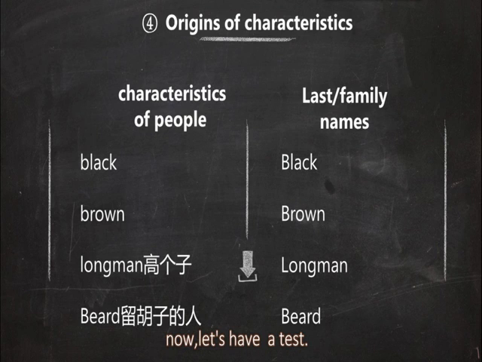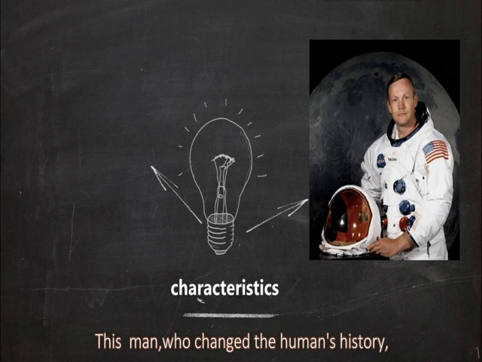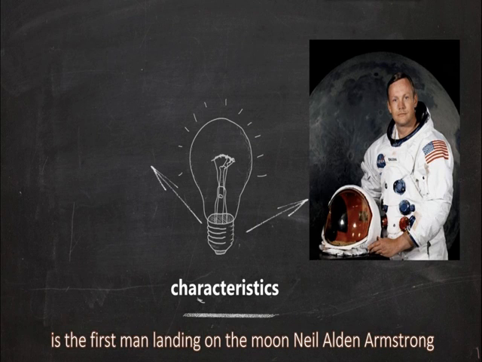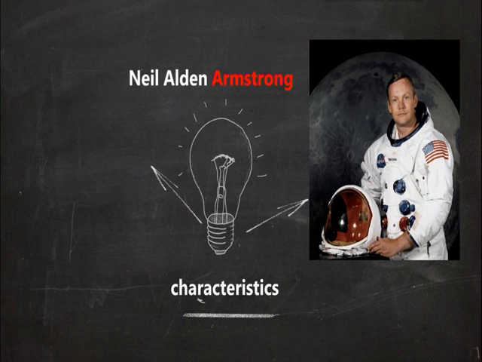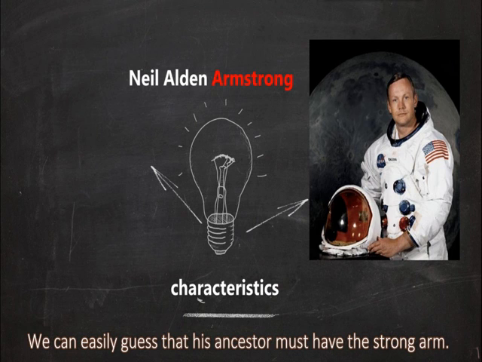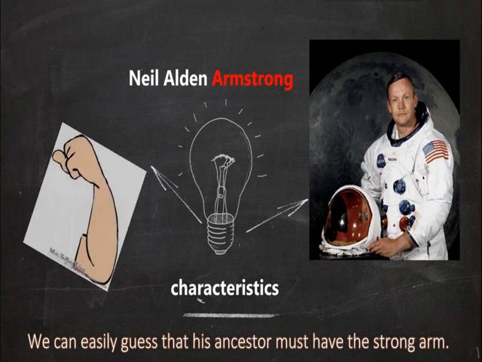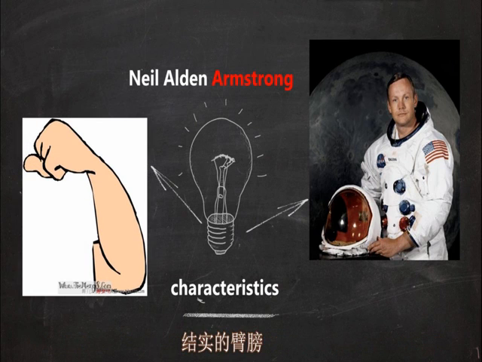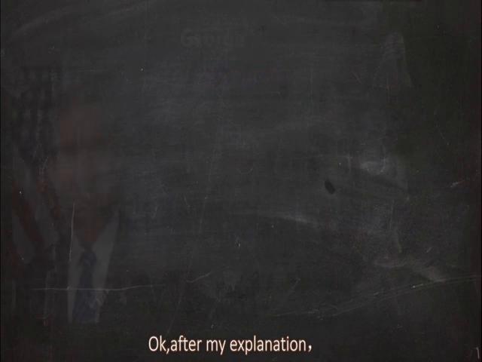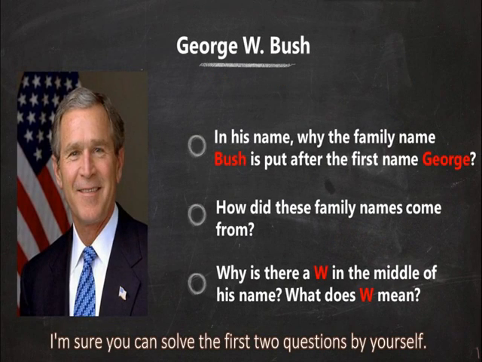Now, let's have a test. This man, who changed human history as the first man landing on the moon, Neil Alden Armstrong. We can easily guess that his ancestor must have had strong arms, 结实的臂膀. That's interesting, right? Okay, after my explanation, I'm sure you can solve the first two questions by yourself.